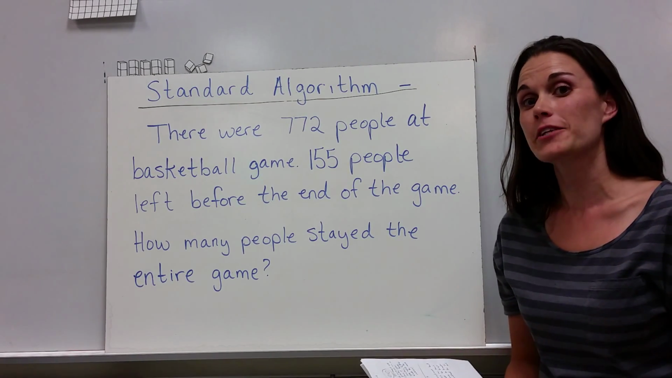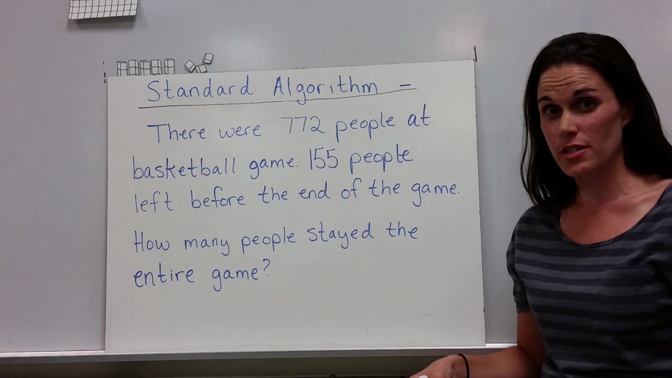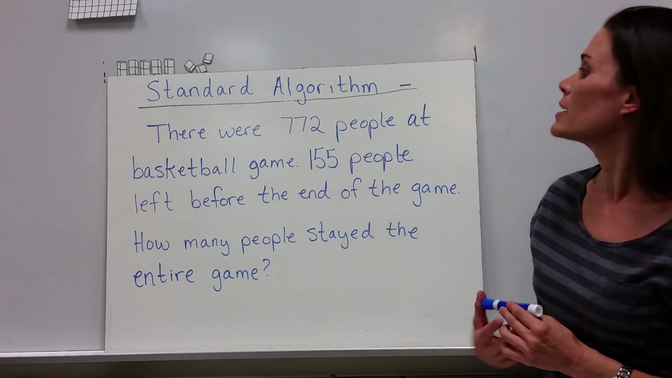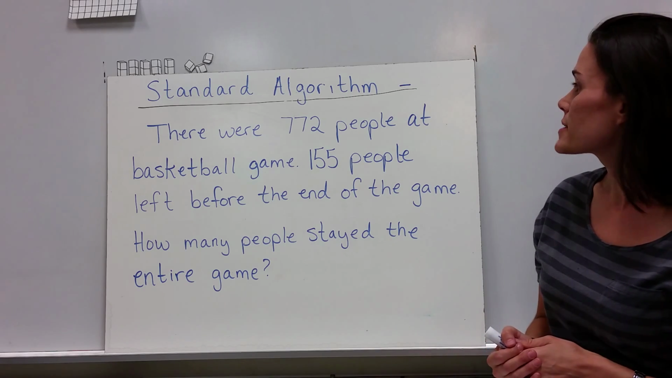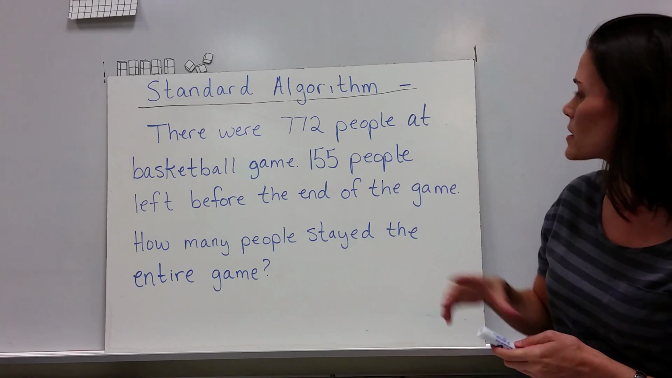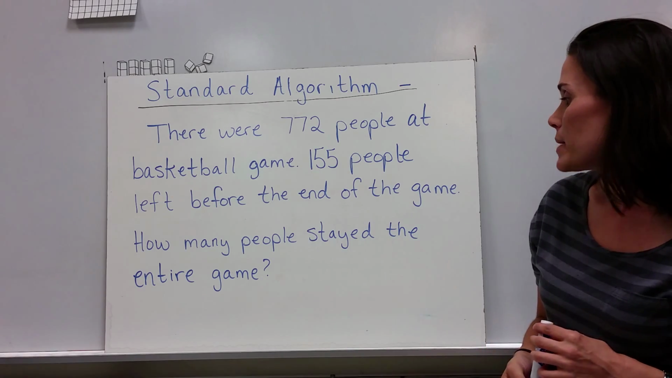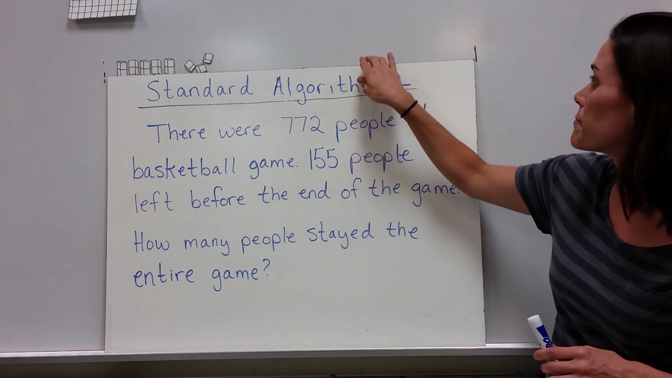All right, we have gone over how to do the standard algorithm with addition, so now we're going to go over how to do the standard algorithm with subtraction. There were 772 people at the basketball game. 155 people left before the end of the game. How many people stayed the entire game?